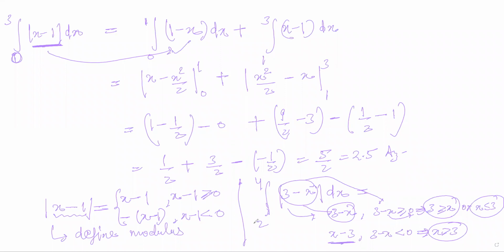Now 3 comes in between 2 to 4. That is why we have to break the limits. We don't have any choice. So we should break this limit from 2 to 3 and 3 to 4. From 2 to 3, the function is 3 minus x, and from 3 to 4, the function is x minus 3. Now you integrate them and find out the answer. I'll leave this here because the next part is calculation. You can solve that.